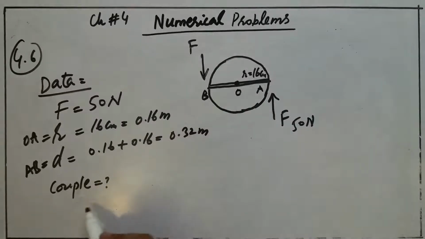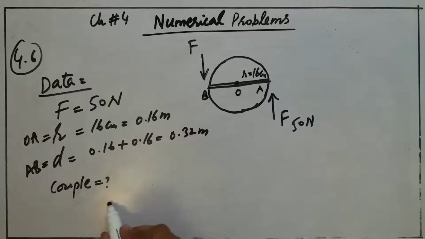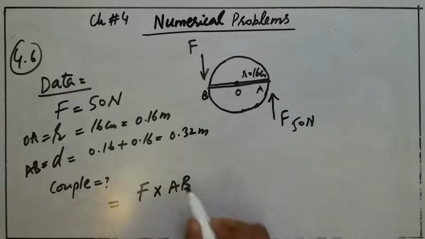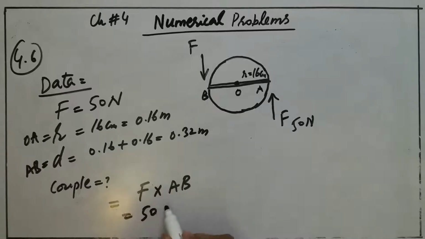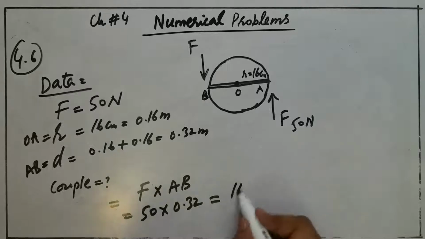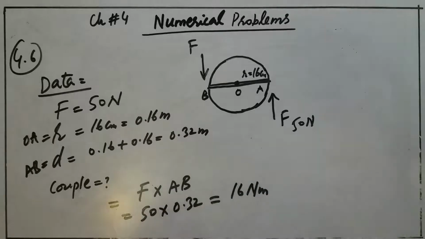So now we can apply the formula for the couple, and the couple is going to be the force into AB, which means the diameter. Force is 50 and the diameter is 0.32. Answer will be 16 Newton meter.